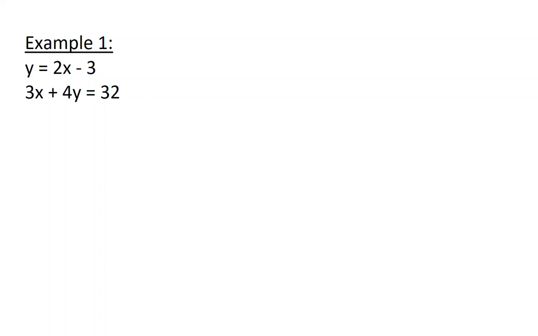The way we solve by graphing is, first, for the first equation, it's in slope-intercept form. We don't have to do anything to change it. We can just pull out its slope, which is 2, or as a fraction, 2 over 1. And then we can pull out its y-intercept b, which in this case is negative 3.